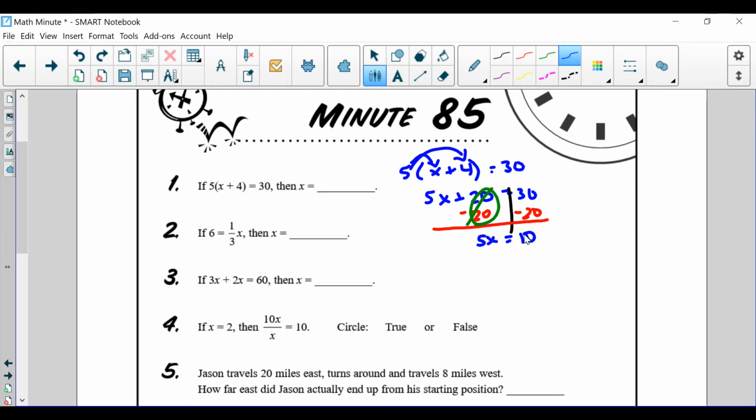When you get to this point, figure out 5 times what number is 10? Well, if we figure that 5 times 2 is equal to 10, you're absolutely correct. You can also do this method where you divide by 5 and we get x is equal to 10 divided by 5, which is 2. Very nice. If you got that, give yourself a star because you're awesome. You got that right. Next, let's go over number 2.